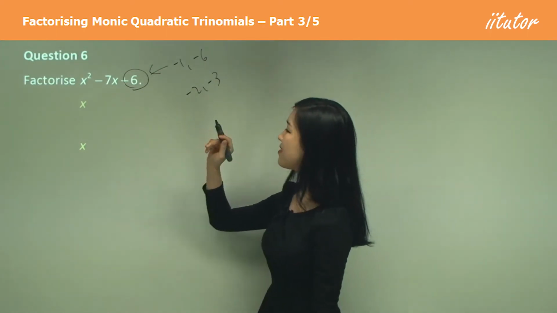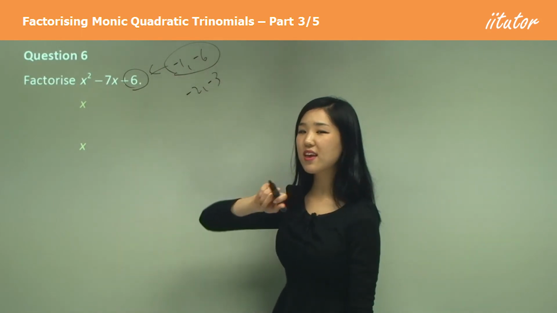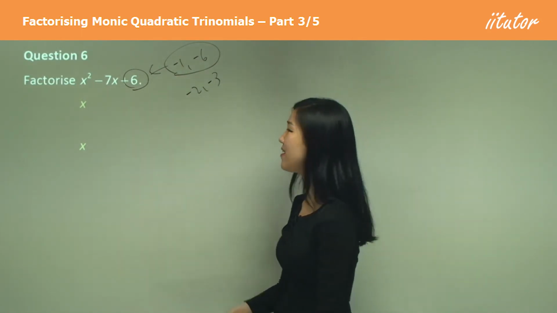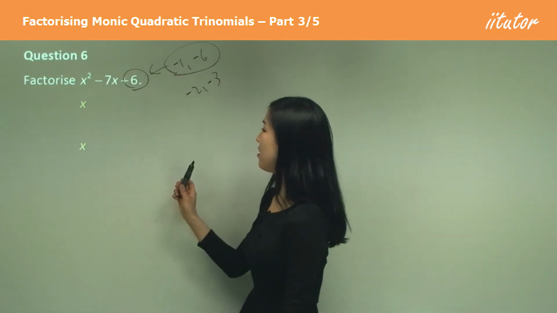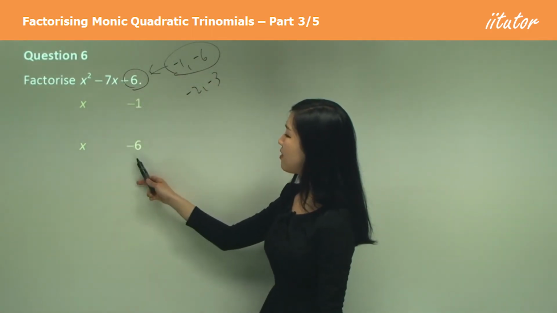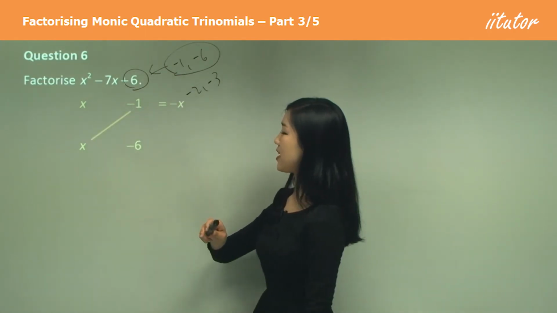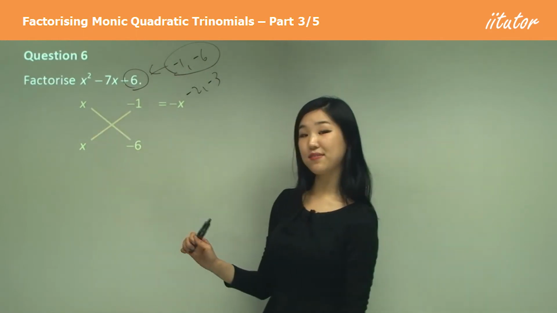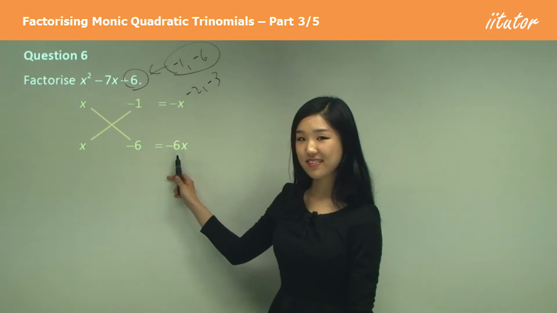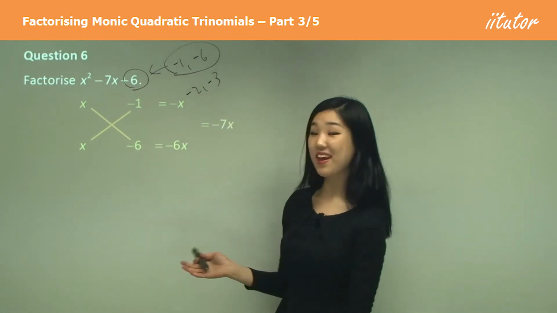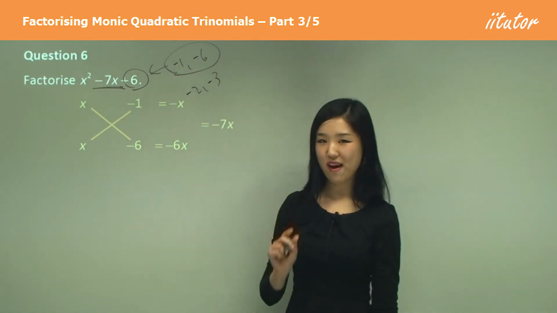Now, guys, because it's negative 7, I'm actually going to start by using this one. I think that's pretty much the answer because negative 1 minus 6 makes negative 7. So, I'm going to start by putting negative 1 here and negative 6 here. Draw your cross. x times negative 1 is negative x, and x times negative 6 is negative 6x. And you can see that negative x minus 6x is negative 7x, which is exactly the same as what's in the middle. So I've got the final answer.